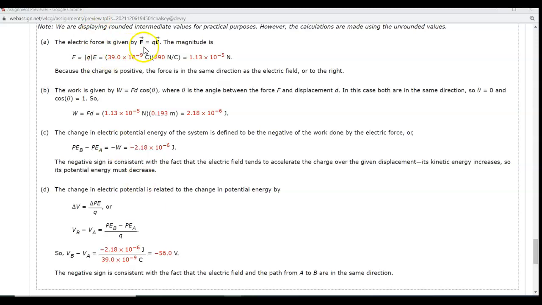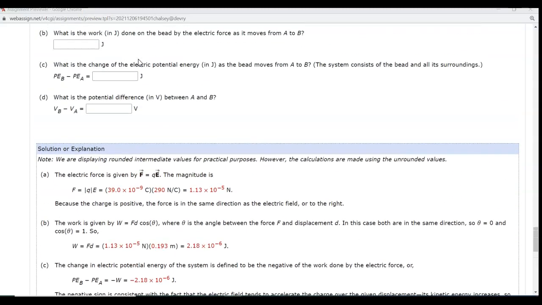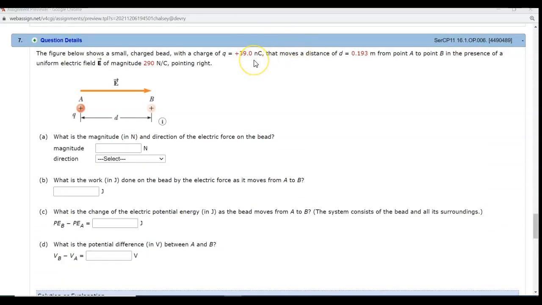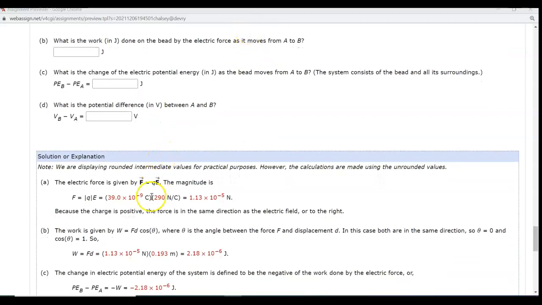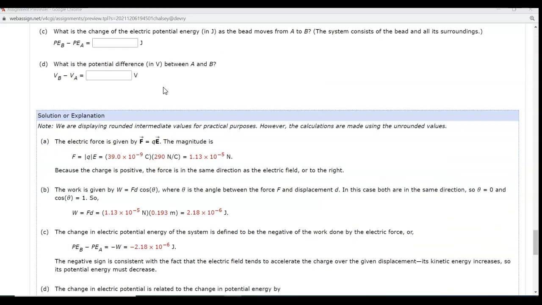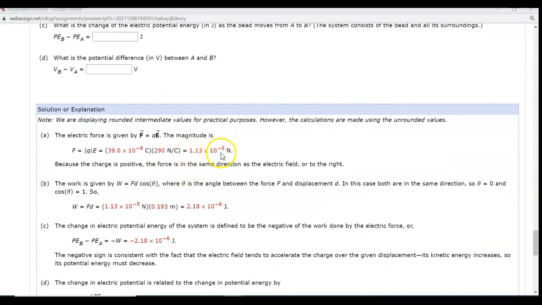Okay, so the force is given with Q times E. So we take the 39 nanocoulombs, 39 times 10 to the negative 9th, times E, which was given at 290 newtons per coulomb. And that gives us our force. Since it's positive, the force is in the same direction as the electric field, to the right.